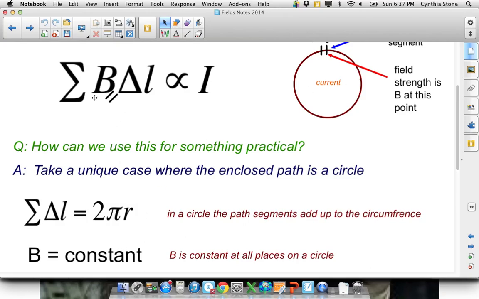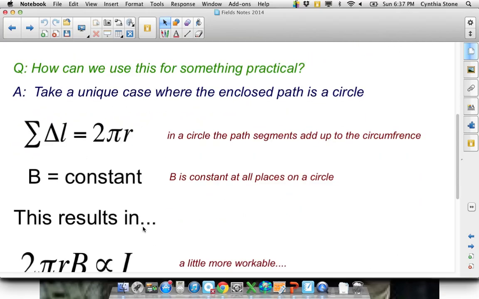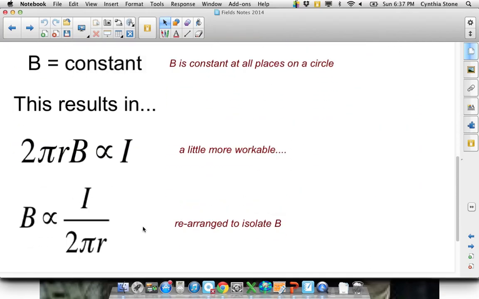So the sum of all the little bits of B would all just add up to B. So that leads us to a new proportionality, which now we can use, or we're getting close to using, right? So instead of the sum of delta L, I've got 2 pi r, and I've just got B. And now that's proportional to my current.